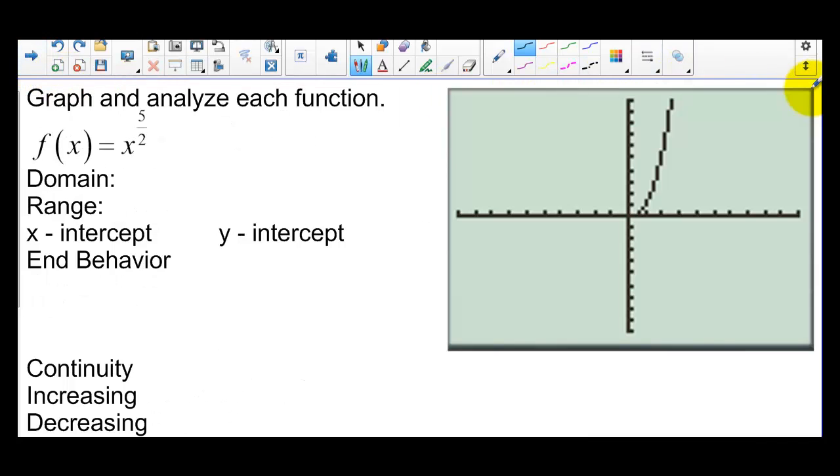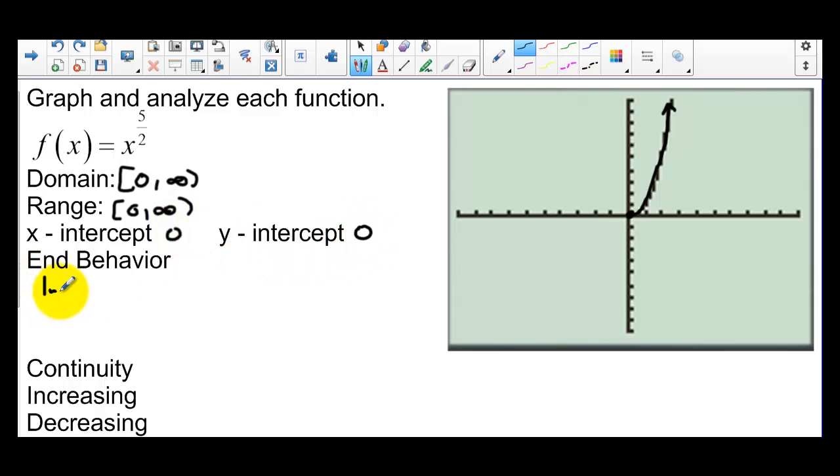How about x to the 5 halves? X to the 5 halves looks like this. The function starts at (0, 0), and then it shoots up very quickly. The domain is, we can plug 0 into this one because x is not in the denominator, so 0 to infinity. The range is also 0 to infinity. The x-intercept is 0, the y-intercept is 0.